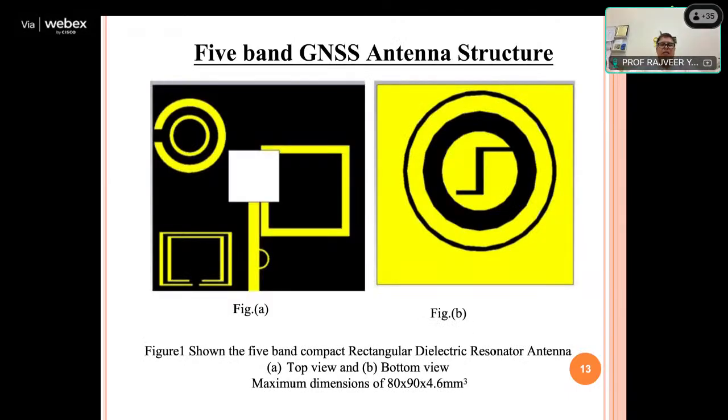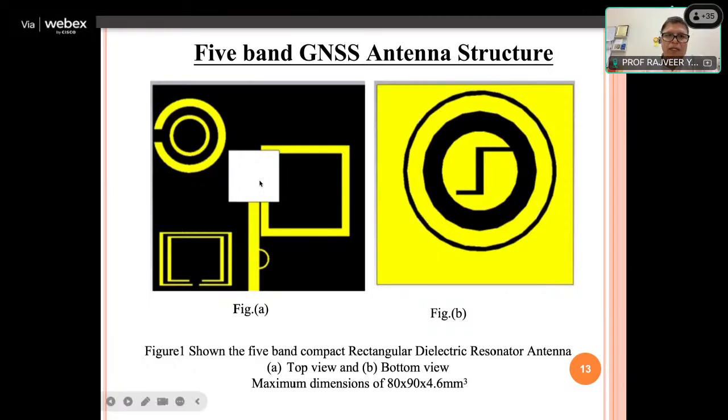Here is the structure we have designed. You are able to see here it is an FSS structure, this is an FSS structure, this is an FSS structure, and this is your dielectric resonator antenna. The difficulty was that Transtech and Ceramic were only able to supply this material known as alumina, Al2O3, and the permittivity of Al2O3 is approximately 10.